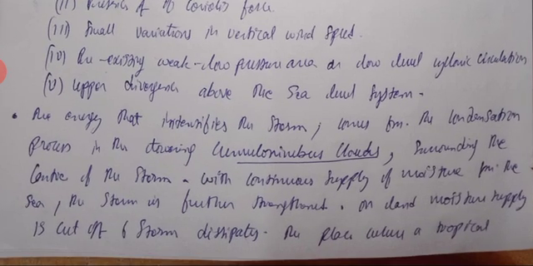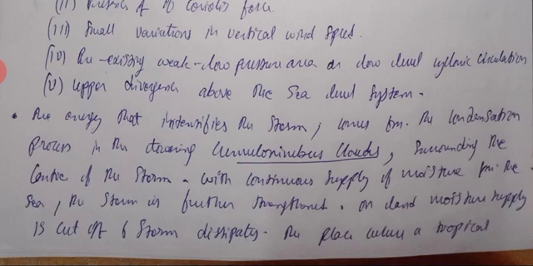Next point, the energy that intensifies the storm comes from the condensation process in the towering cumulonimbus clouds surrounding the center of the storm. With continuous supply of moisture from the sea, the storm is further strengthened. On land, the moisture supply is cut off and the storm dissipates.